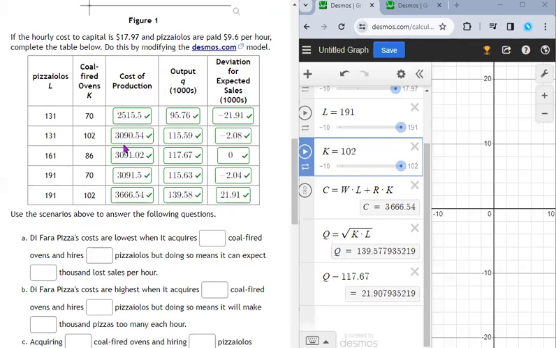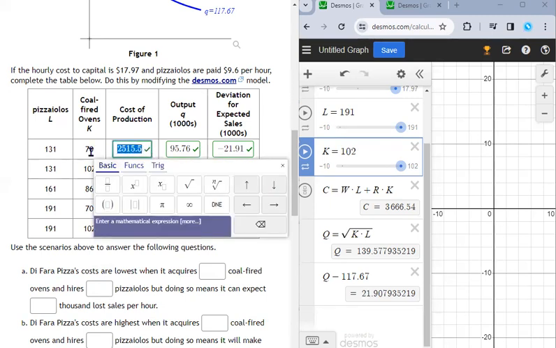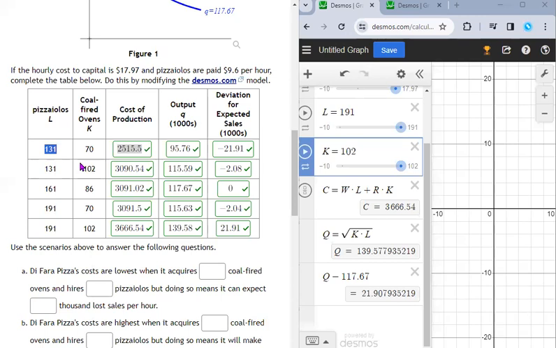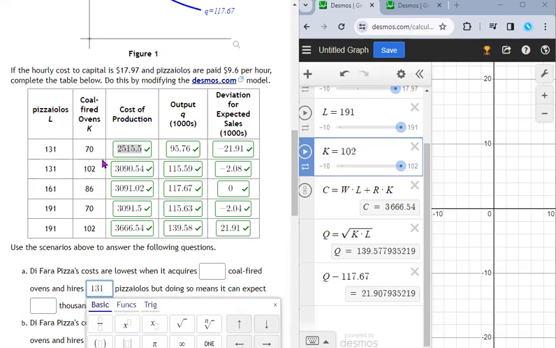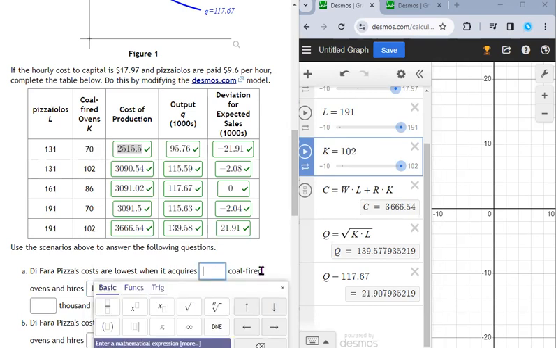Now we're going to use the scenarios in the table above to answer the questions. DeFara's pizza costs are lowest in the table when it does what? So we got to look for the lowest pizza cost. And the lowest pizza cost occurs here. And that's when its pizza cooks are 131 and the number of the units of capital is 70, right?